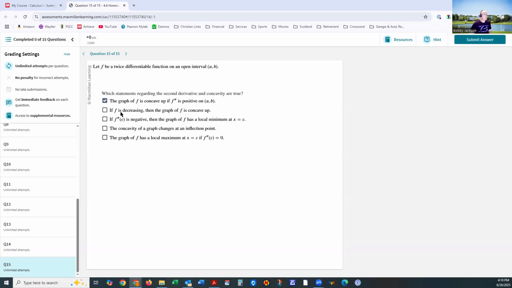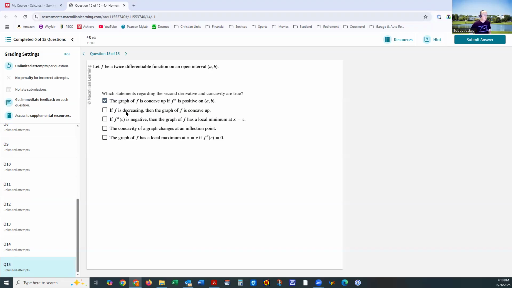And going to the second one here, if the function f is decreasing, what does that tell us? It means the first derivative is negative. Tells us nothing about the second derivative. Well, does this mean the graph of the function then is concave up? Well, no. The function is concave up if the derivative is increasing, right? The function is concave up if the derivative is increasing. We just said that up here. So we would not check this one. This would be not true, right?